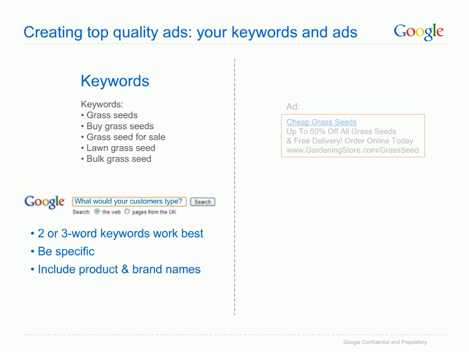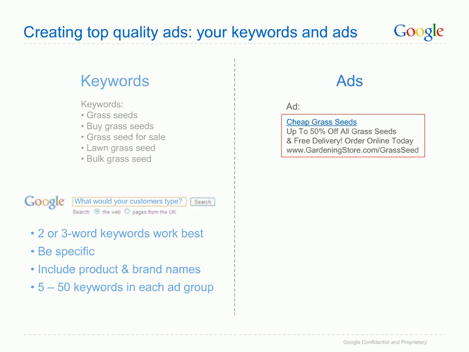The number of keywords in each ad group will vary depending on your product or service, but as a rule of thumb, try to aim for between 5 and 50 keywords in each ad group. Now, when it comes to writing your ads for each ad group, remember to include a few important things.